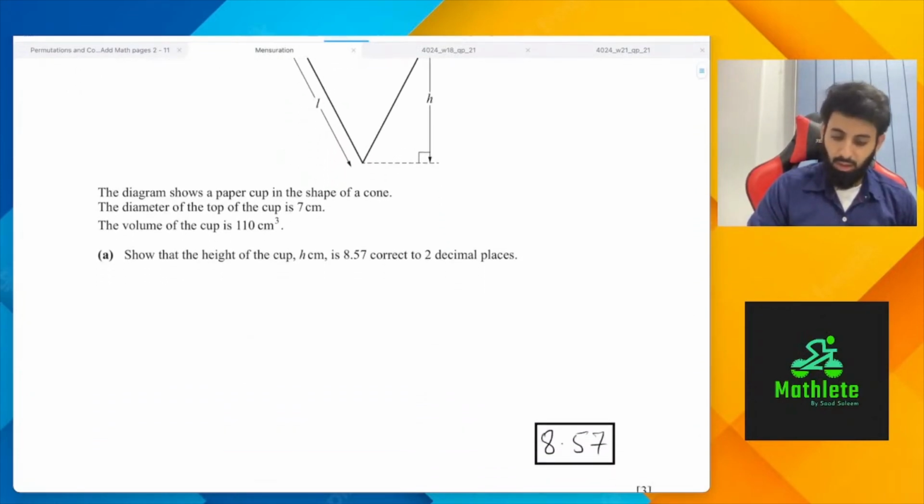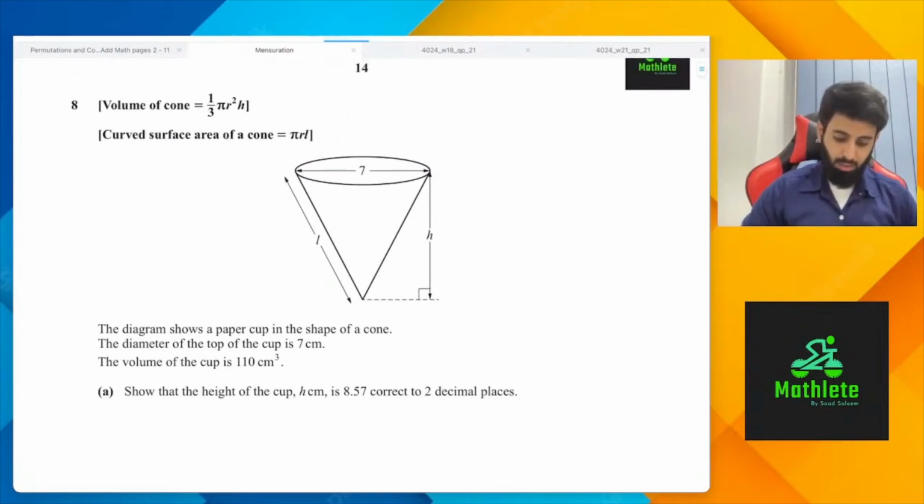Okay, we'll see that. The diagram shows a paper cup in the shape of a cone. The diameter of the top of the cup is 7 centimeters. The volume of the cup is 110 centimeter cube. Show that the height of the cup, h centimeter, is 8.57, correct to 2 decimal places.